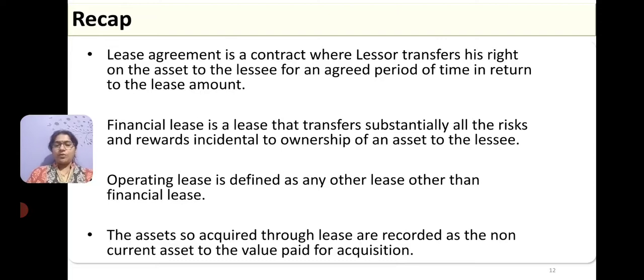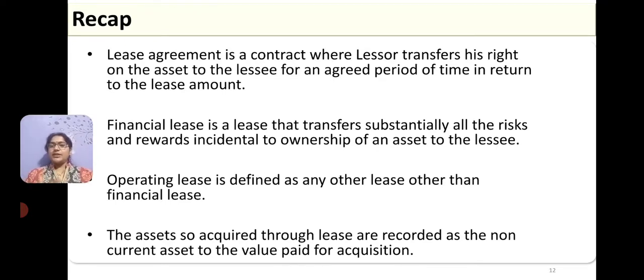Just to have a recap of what we did, we discussed what a lease is as per Ind AS 17. A lease is an agreement where the lessor transfers his right on the asset to the lessee for an agreed amount for an agreed period of time.